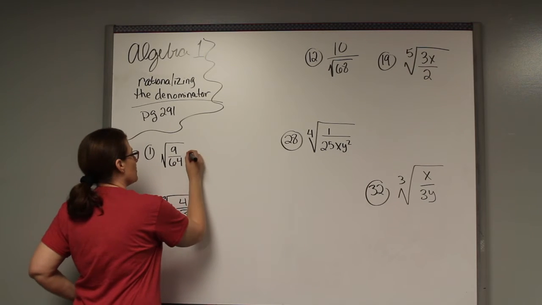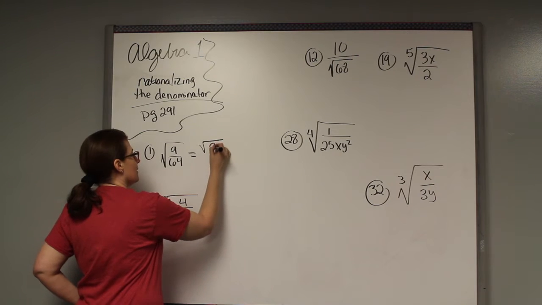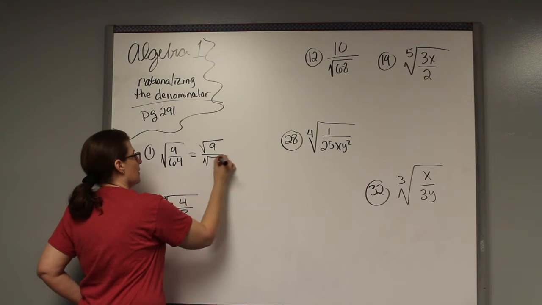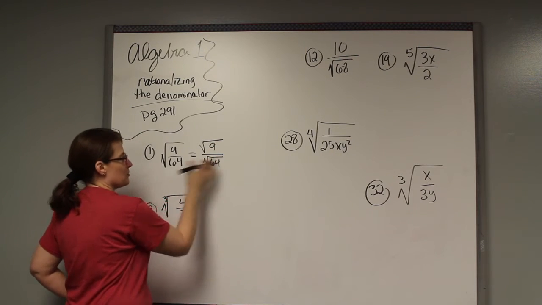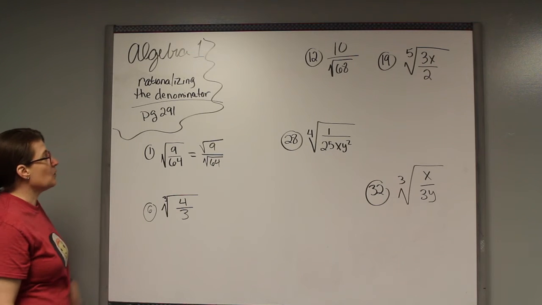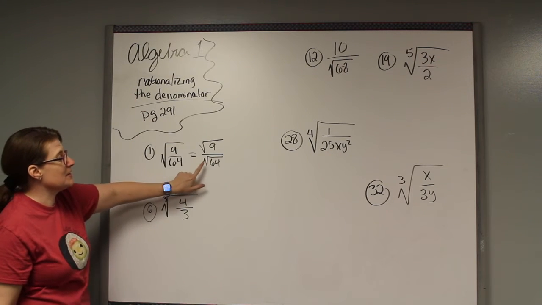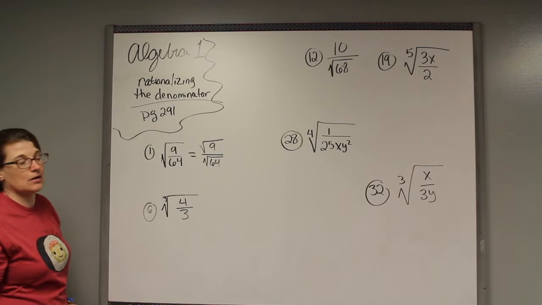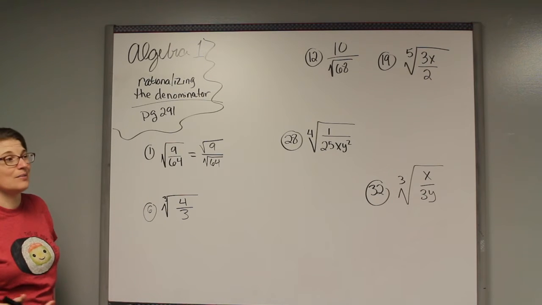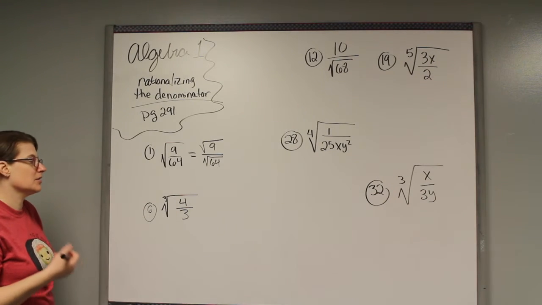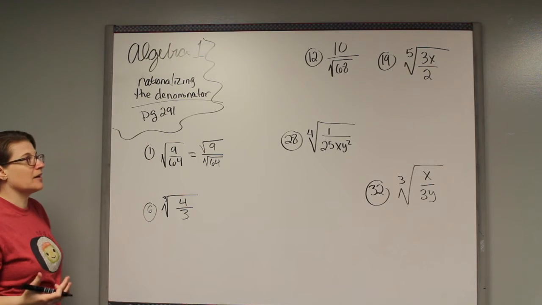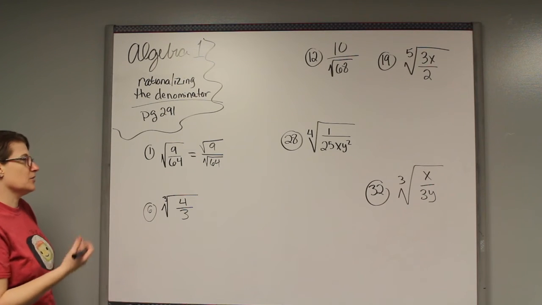It also can be written like this. Both of those are the exact same thing, okay? And when you rationalize a denominator, it means there cannot be a radical on the bottom of that fraction, just like there cannot be a fraction on the bottom of a fraction. So these are simplifying steps, and all of these are going to be fractions.